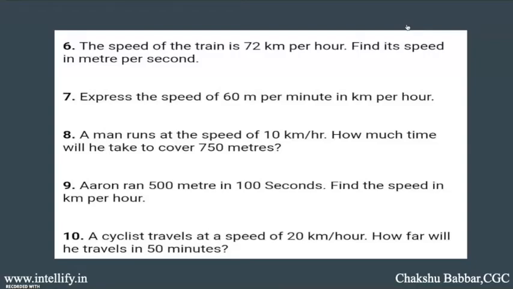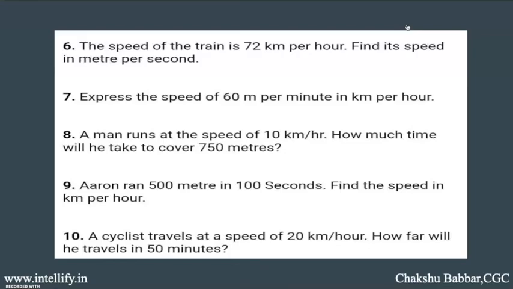Ninth question. Aaron ran 500 meters in 100 seconds. Find speed in kilometers per hour. It is also an easy question. First we can find speed in meters per second, then we can convert it into kilometers per hour.